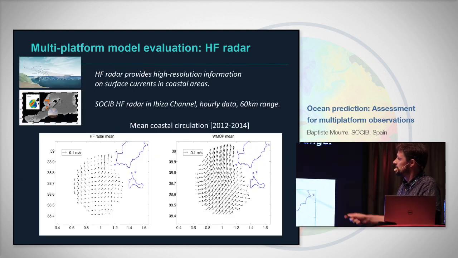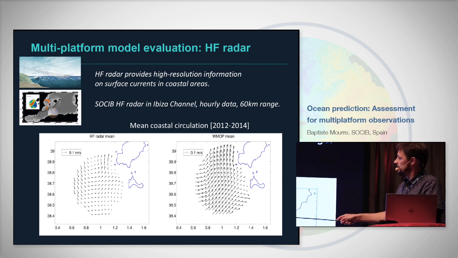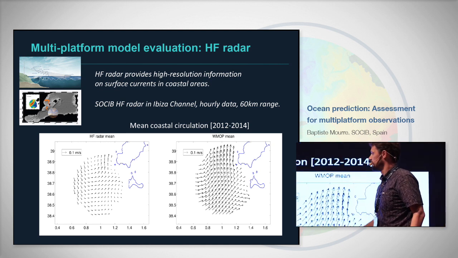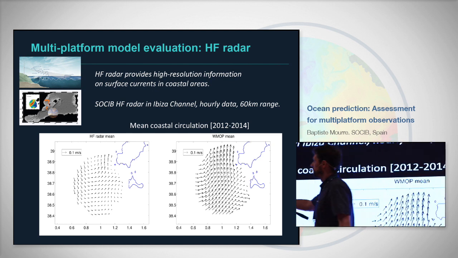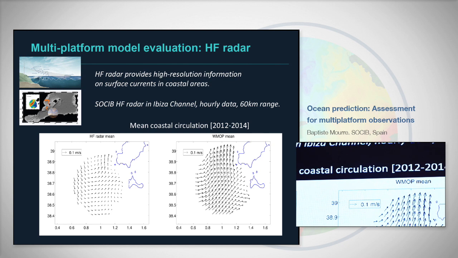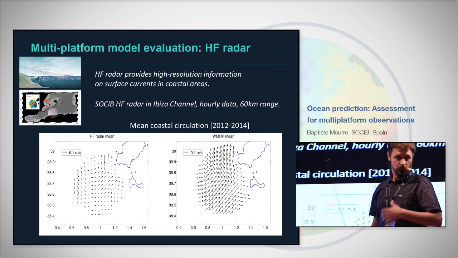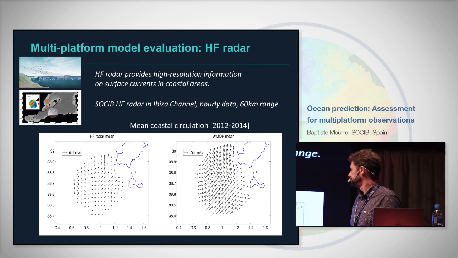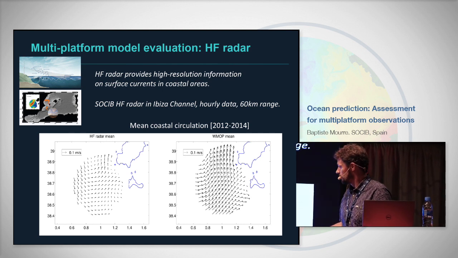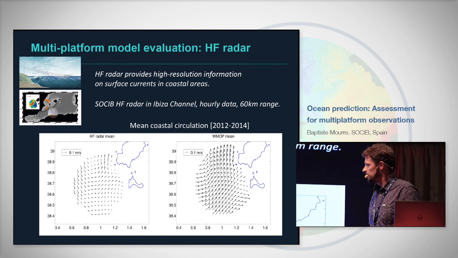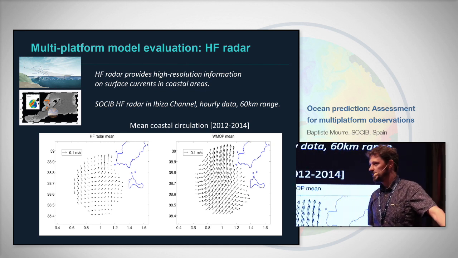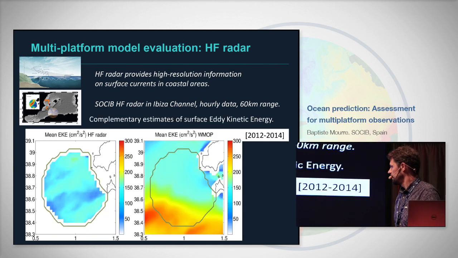Radar gives high resolution information about the coastal areas. This is the mean circulation you can get from our radar, the SOCIB radar, which is in the eastern part of the Ibiza Channel. So it's a new insight also about the coastal circulations. In that case, you see that the WMOP model really overestimates the northbound velocities. In the mean, it has a much larger velocity than the radar, not exactly the right circulation.